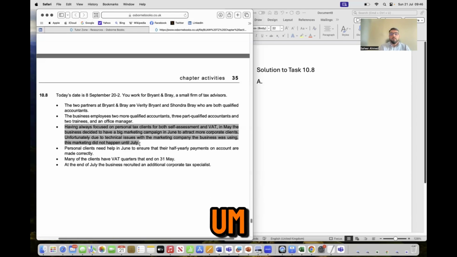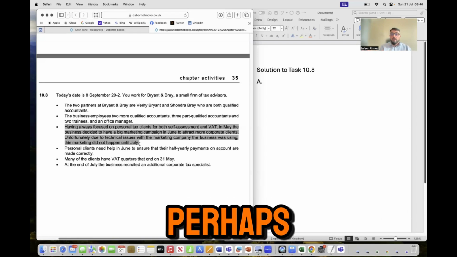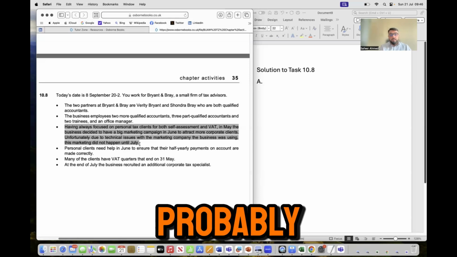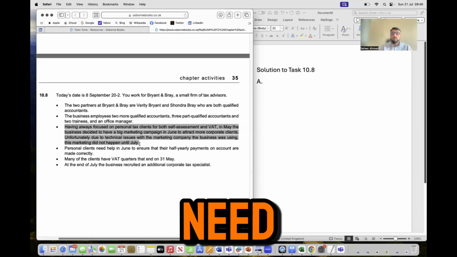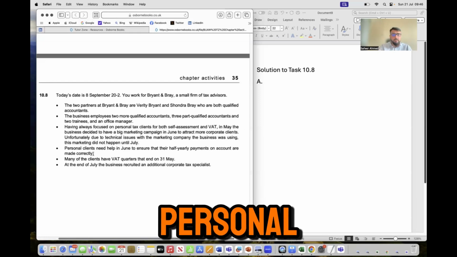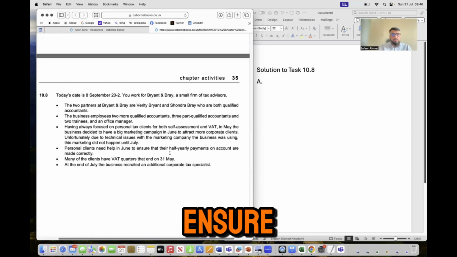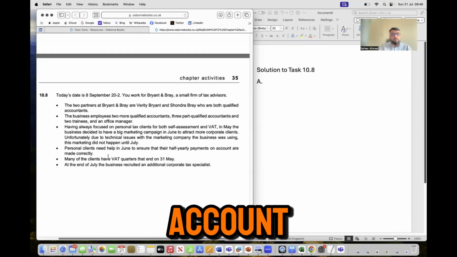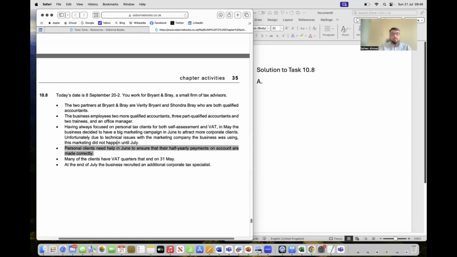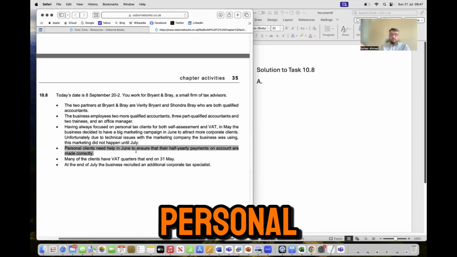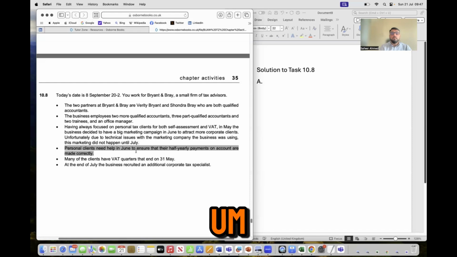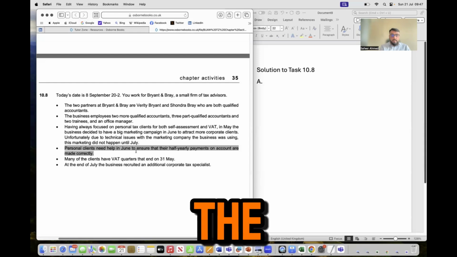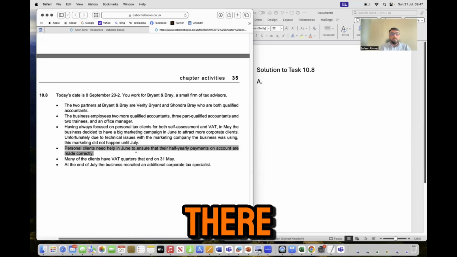You will see it to some extent in July, perhaps, and probably the impact of that marketing campaign will be in the month of August. So you need to make a note of that. Then personal clients need help in June to ensure that their half-yearly payments on account are made correctly. So they're giving you information about personal clients as well, and you might see huge revenue from the personal clients in June. Again, we will see in the data what the situation is there.